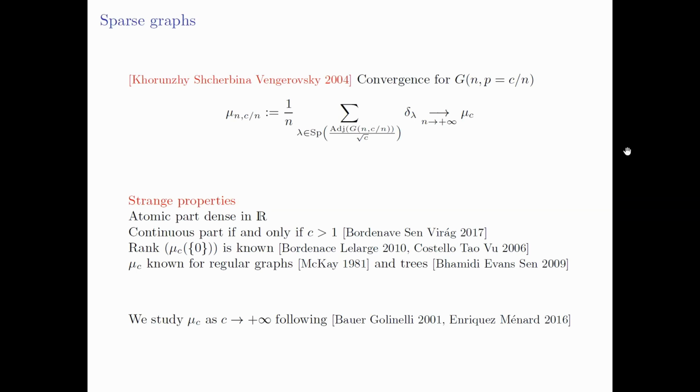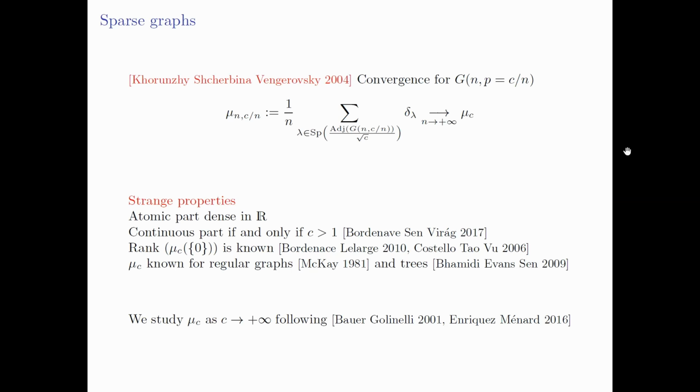And in the sparse case, so p equals c over n, we have the same behavior, but the limit is way stranger. It was a half circle before, and now, well, we don't really know much about it. Some results exist, but for example, the atomic part, so the points with a positive mass in this distribution in the limit, is dense in R. So I see that and I'm thinking, how am I going to study this, right? I don't have the tools. I'm in analytic combinatorics. I like analytic functions. They are nice. They don't do that.